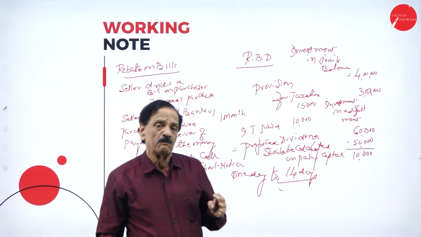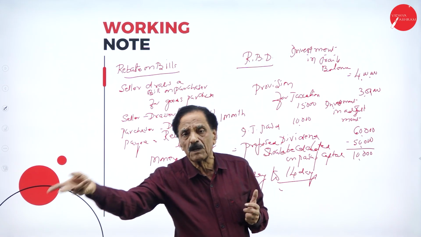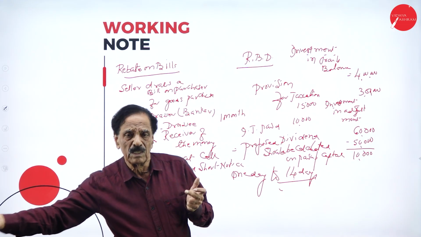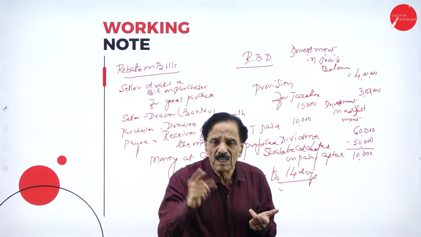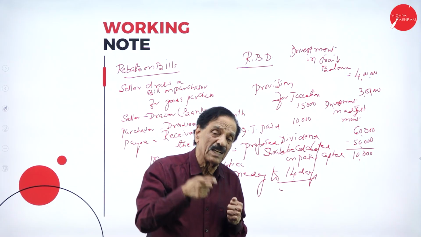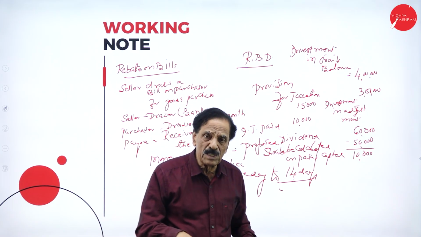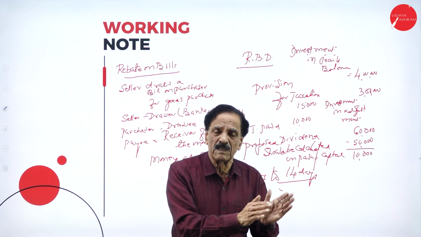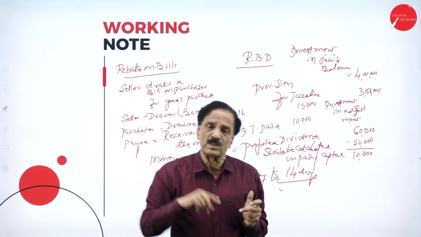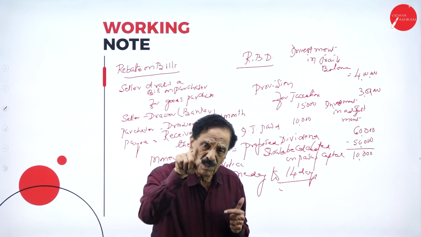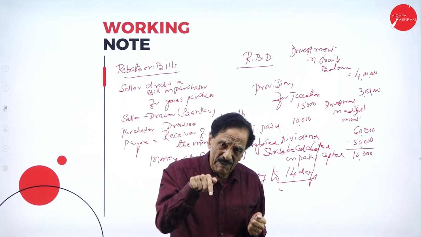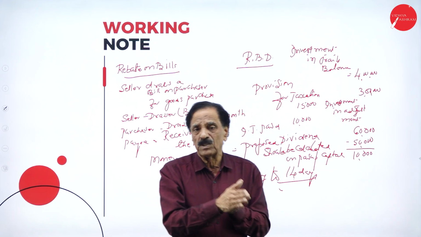Come back to the asset side. Schedule number 6, cash in hand, cash with RBI. Schedule number 7, balances with other banks, money at call and short notice. 8 is the investment. 9th is the advances. 10th is the fixed asset. 11th is the other asset. I will repeat. Schedule number 6 is cash in hand and cash with RBI. 7 is balances with other banks, money at call and short notice. 8 is the investment, 9th is the advances, 10th is the fixed asset, 11th is the other asset, and 12, provision and contingency.